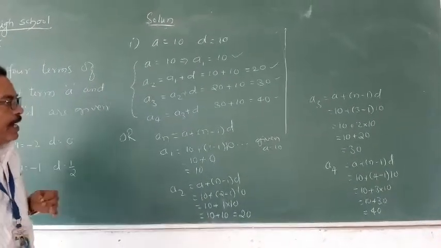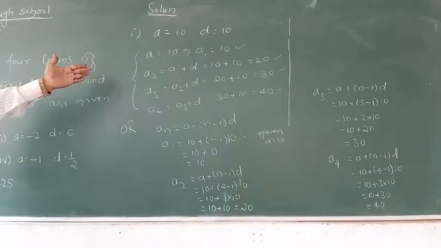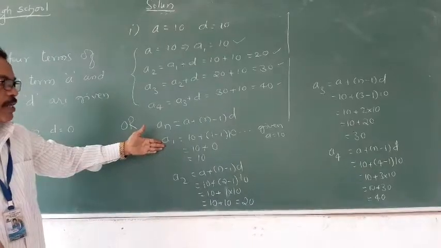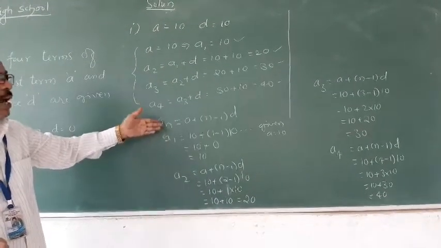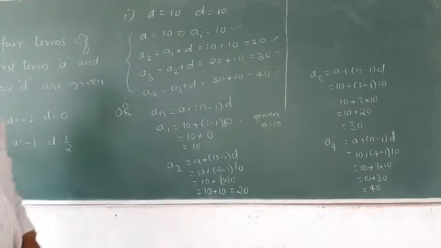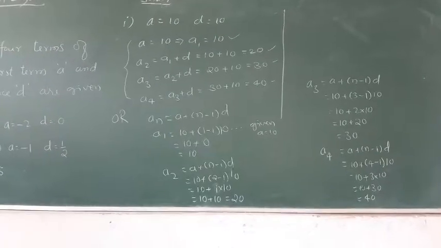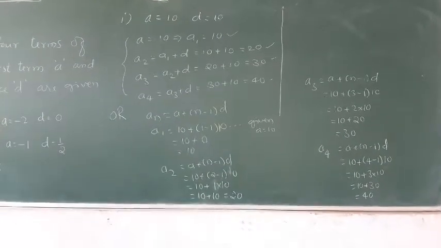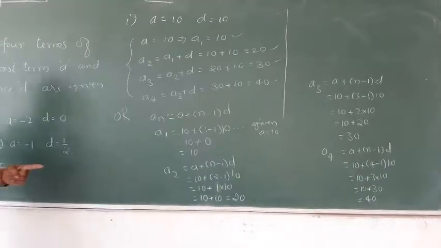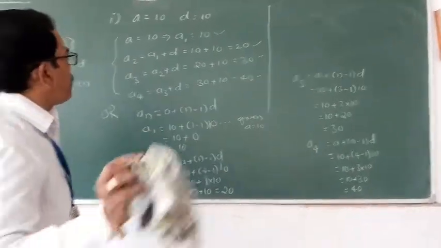Okay, see once again in what way it has been solved. First one is the easy method. Second one is the formula method. You can apply the formula and find the next 4 terms of the AP. Okay, then let us continue with the second one.